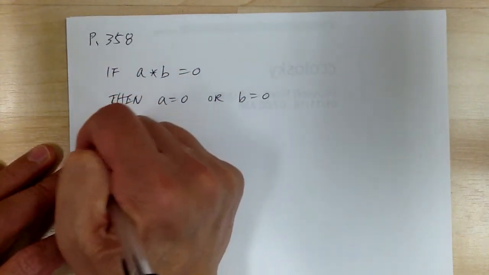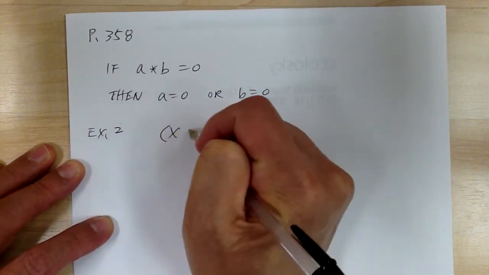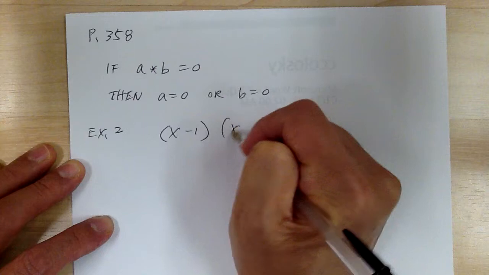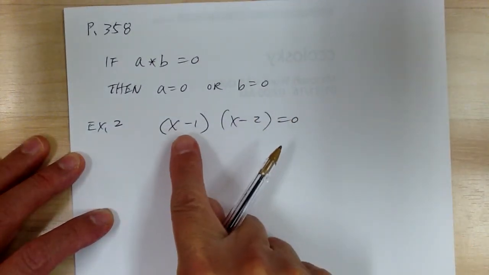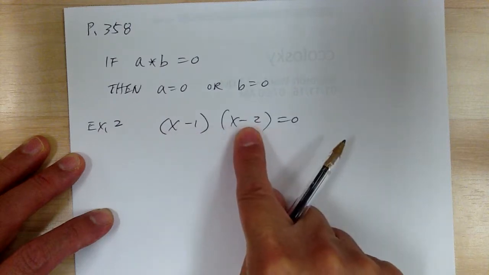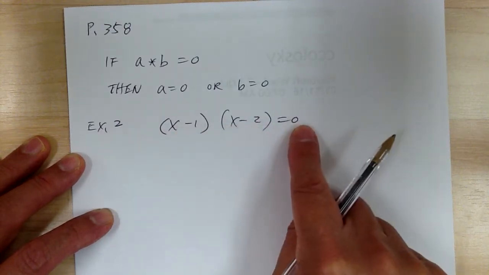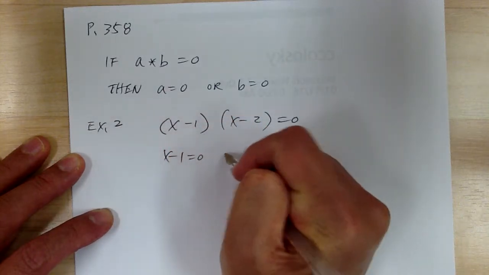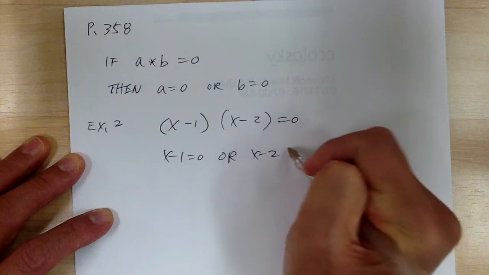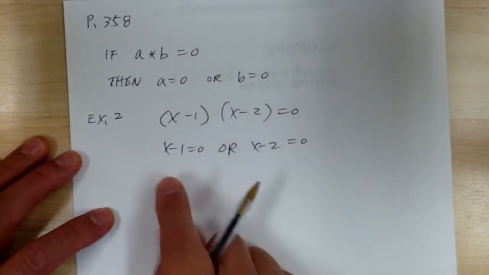So let's go to example 2. Example 2, you have x minus 1 times x minus 2 equal to 0. So you have this factor times this factor equal to 0. So when you have something times something equal to 0, that means either x minus 1 equals 0 or x minus 2 has to be equal to 0. Okay. So from here, then you can go and solve for x.